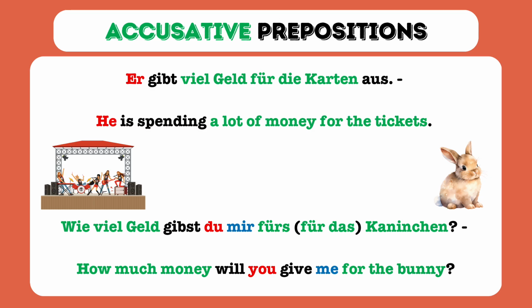Similar to what we did with durch when we combined it with das and came up with durchs, we can also do that with für and das and get fürs. For example, wie viel Geld gibst du mir fürs Kaninchen? How much money will you give me for the bunny? Of course, you don't have to contract this. You can say für das, and it's perfectly acceptable either way.